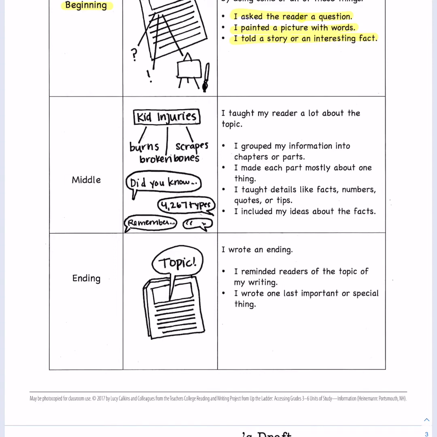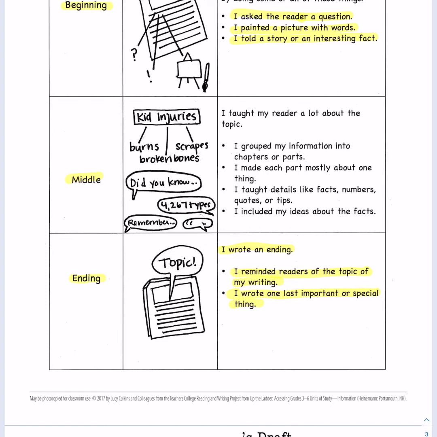In the middle, you're going to have your information divided up into paragraphs, just like we planned out. And then at the very last part of your draft, you're going to have an ending. You're going to remind your readers of what your subtopic was, and you are going to leave something special at the end so they will remember your subtopic.